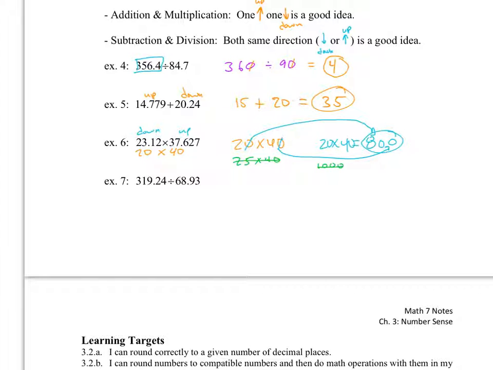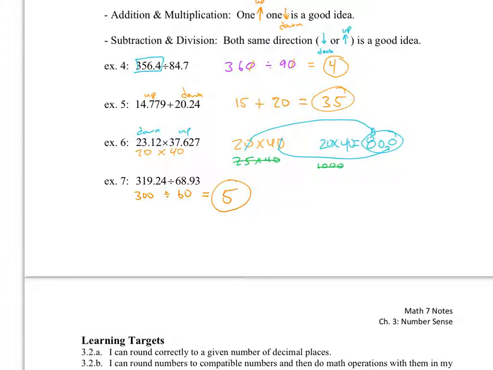All right, example 7 here. If I'm going to round them both up or both down, I would have to think about this one. What might fit good? Let's round them both down. Let's make this one 300 and this one 60. That's both down. Does 60 fit into 300 evenly? It does. And it fits in there 5 times.